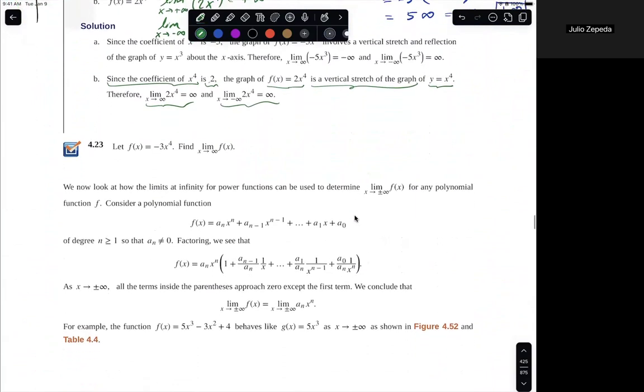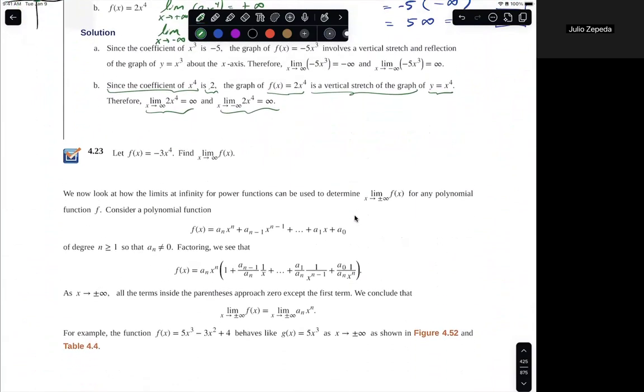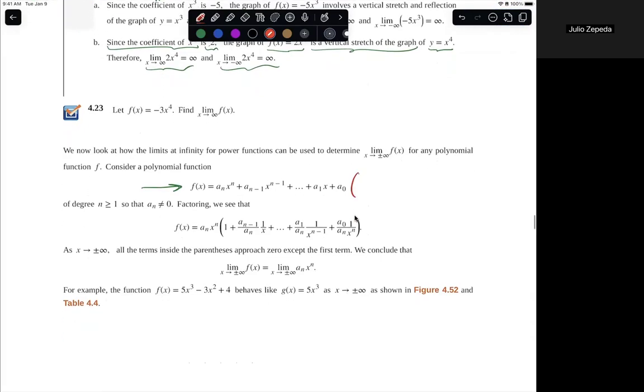So that was a basic power function, just like x to the n or 2x to the n. What if we have a more general polynomial? f of x equals a sub n, x to the n, plus a sub n minus 1, x to the n minus 1, and so on. What this shows here is that we could actually multiply this polynomial by 1 over... or what do they do? They do something a little bit differently here.